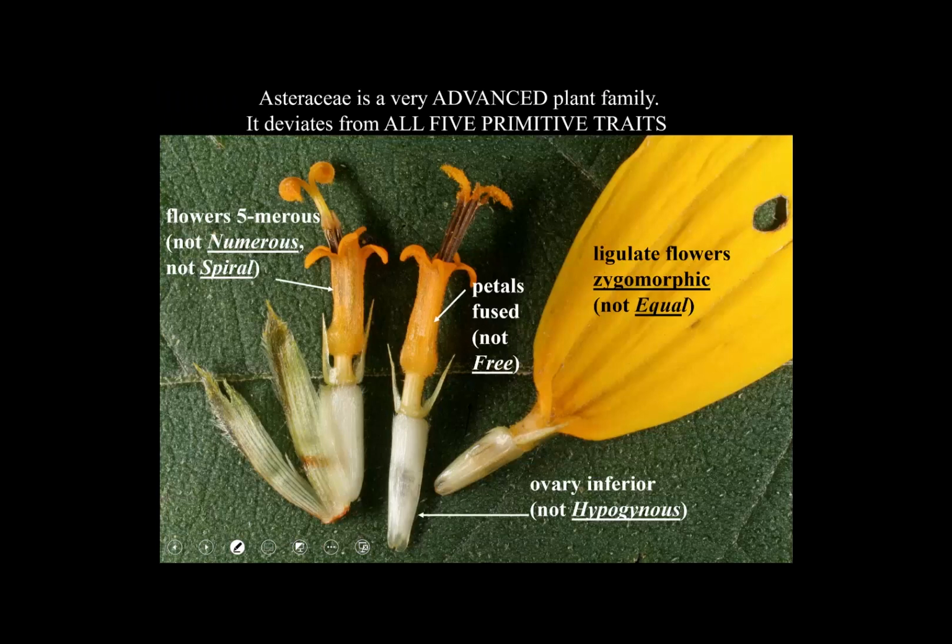As mentioned before, the flowers have 5 parts, not numerous, not spiral. Petals are fused, not free. The ray flowers, not equal, and they're epigynous. They depart from all those 5 primitive traits.